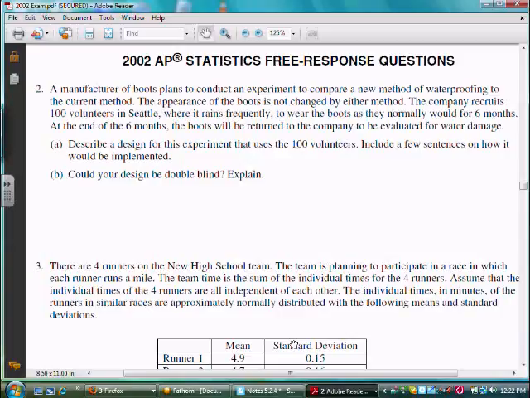Well, I guess it would make sense when they do testing for water damage. So when the experimenter goes to test the boots, they need to not know which boot had which treatment, so that they won't be giving an easier test to the new treatment than the old one, so that the new treatment gets passed.